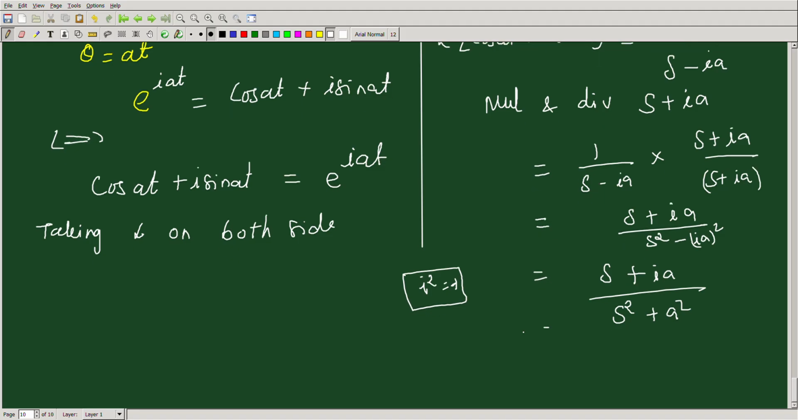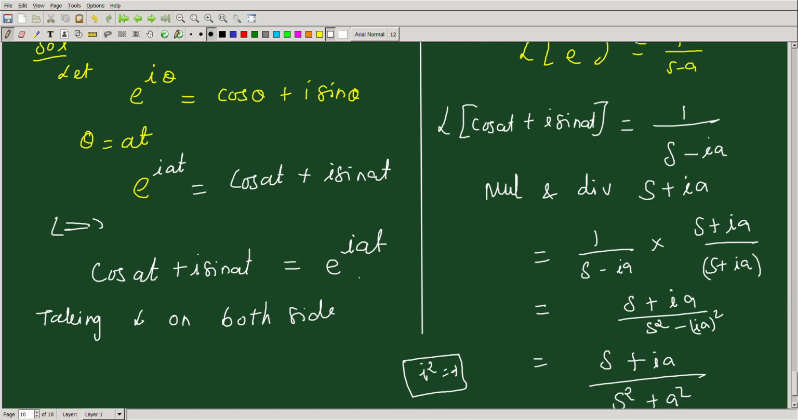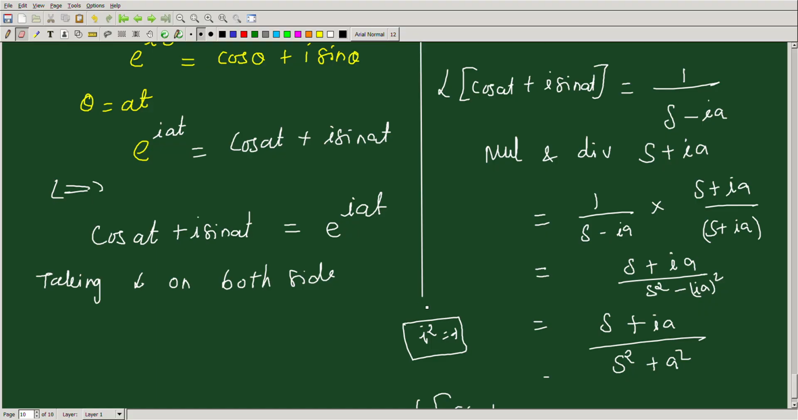So I can rewrite this again. On the left side, you have the Laplace transform of cos at plus i sin at, correct? Cos at plus i sin at.